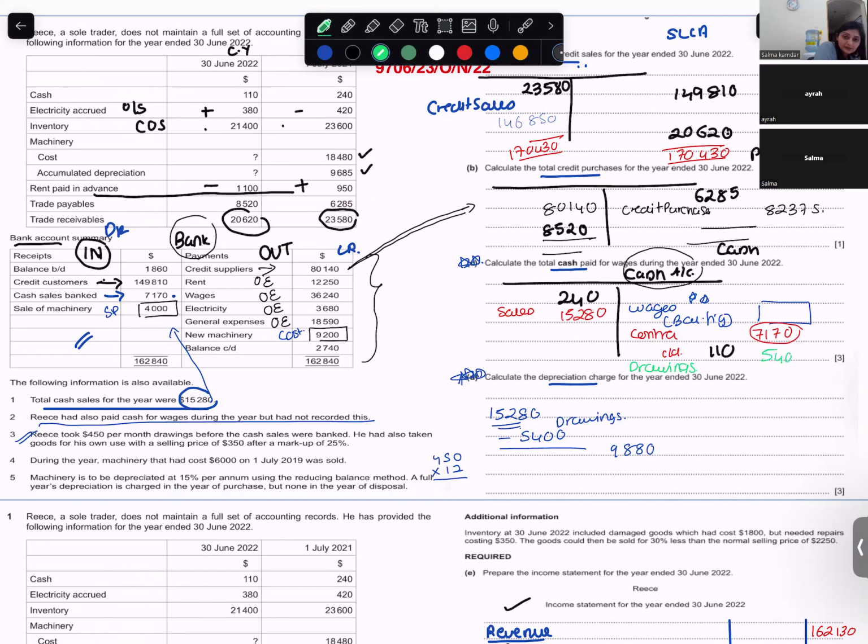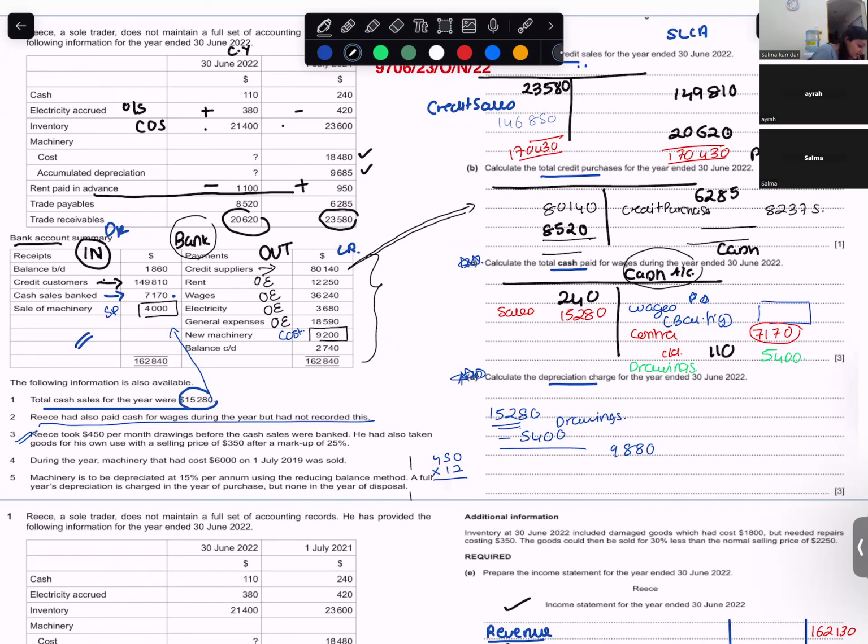Okay. What else? You don't have to put all that wages and everything in this. General expenses and electricity and all. Oh no, that's in the bank account. I thought you were supposed to put general expenses also, but that's in the bank account. Okay. So now understand, everything else is related to machinery and this is goods for own use. This will come in the cost of sales.